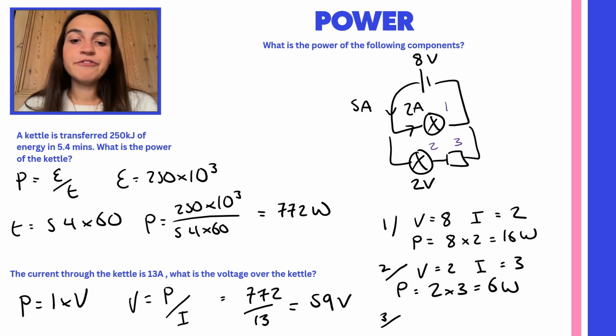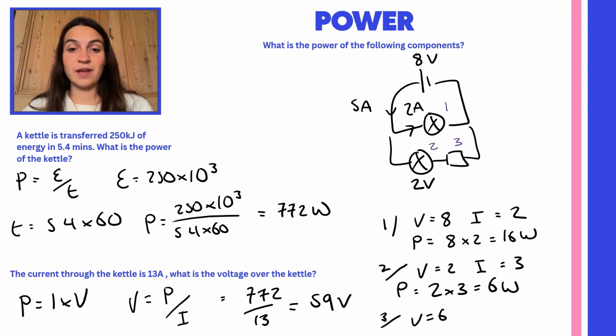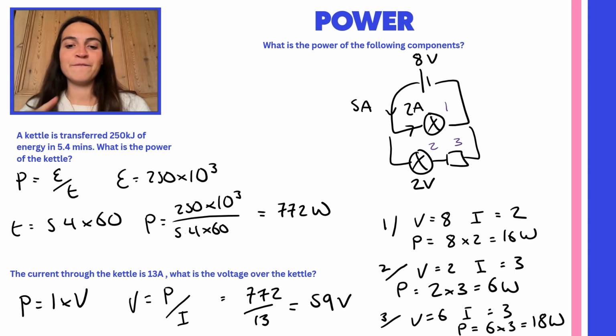And final one here, my resistor, my voltage should be 6 because I have a total of 8 volts over that bottom branch and 2 are being used by the lamp, which leaves 6 for my resistor. And I know my current from the previous example through that branch is 3, so my power, voltage times current, 6 times 3 is 18 watts.